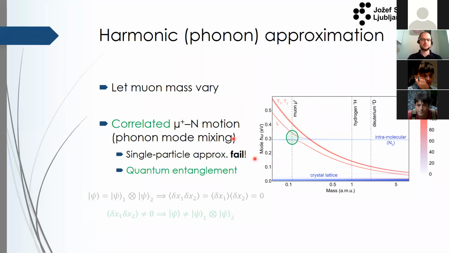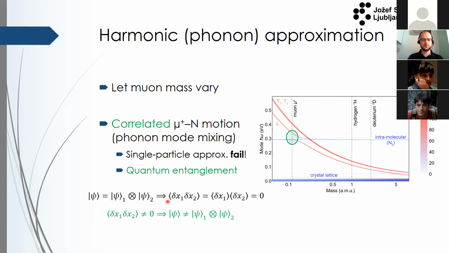How do we see this? This is a very simple proof. So if we have two particles with a separable wave function, and we look at the expectation value of the correlation of the two positions, so we look at the deviation of the first particle from equilibrium times the second particle from equilibrium. If the wave function is separable, this separates into two expectation values, which are by definition zero. So these are deviations from equilibrium. On average, they should be zero.